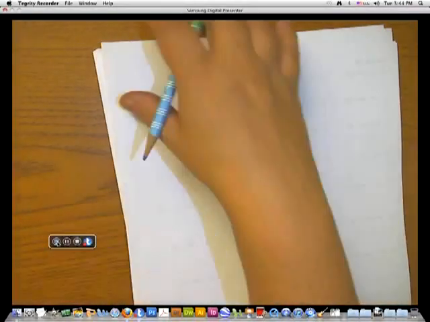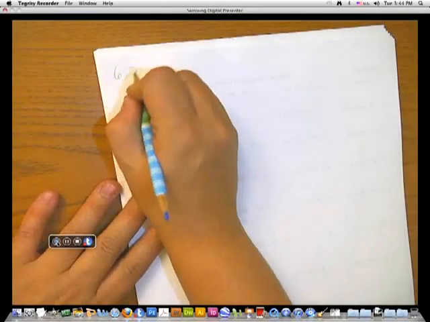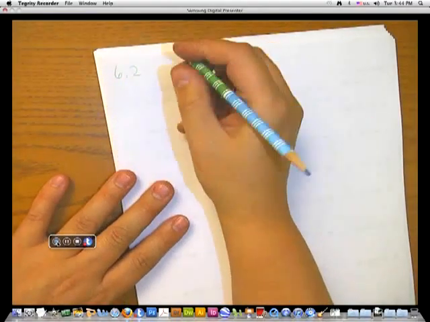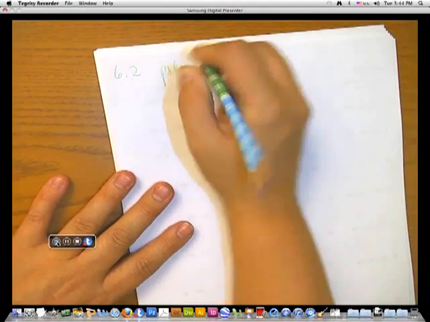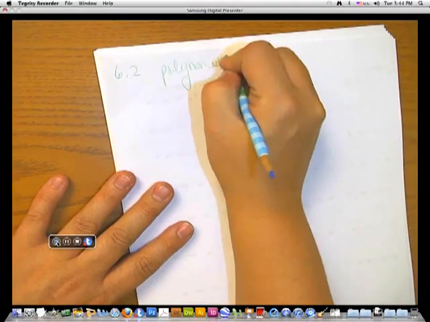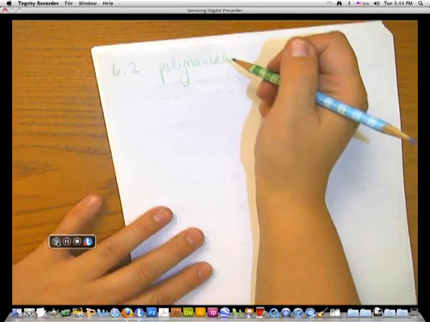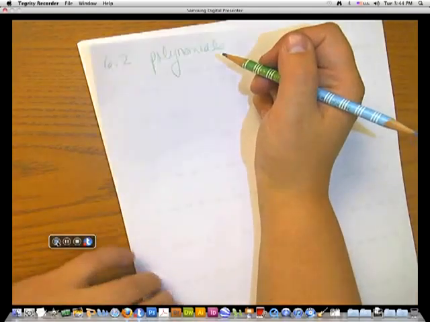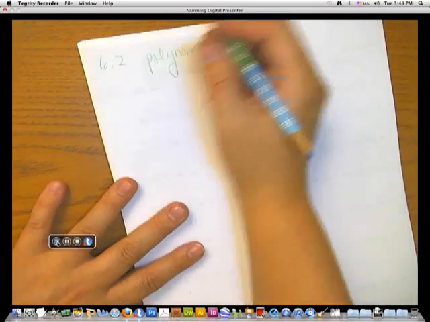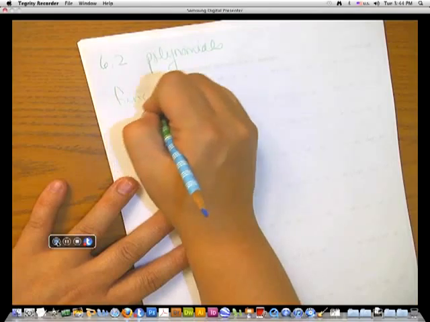Okay, 6.2. We're going to be talking about polynomials. And with our polynomials, we first need to understand it as a function.